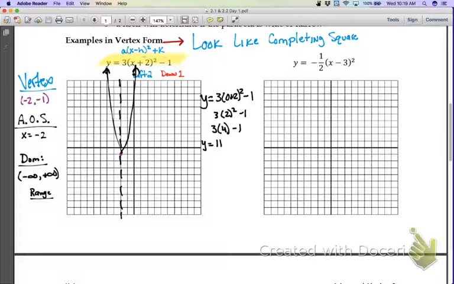So since it's going up, what's my lowest y value in terms of my range? -1. Now, -1 is included, so I'm going to put a bracket around it. It's going to be -1 to positive infinity. Okay? It will always be a bracket with your range. Now, if it's pointing down, it's going to be negative infinity and then a bracket on the right side, because your lower number always goes on the left, your bigger number always goes on the right.